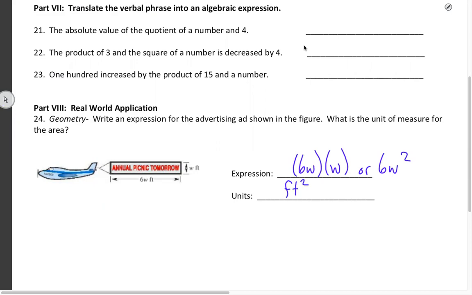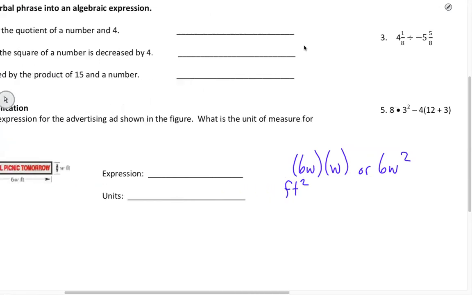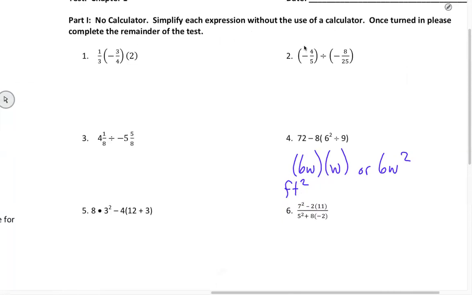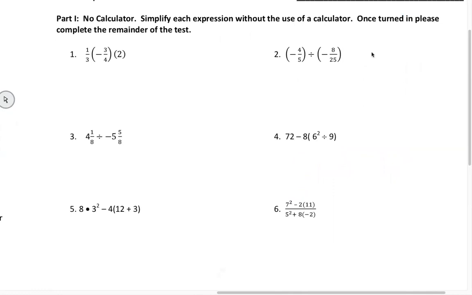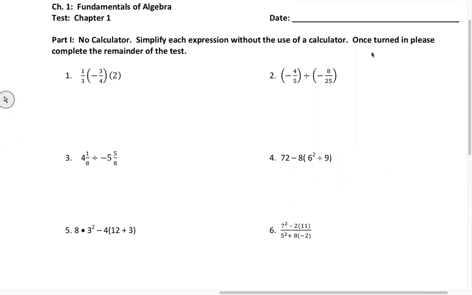All right, the last page here. This is a no calculator page. Okay, so this is why it started on question 7. So you will have a no calculator section. All right, so pay attention to that. Here's how we do it.